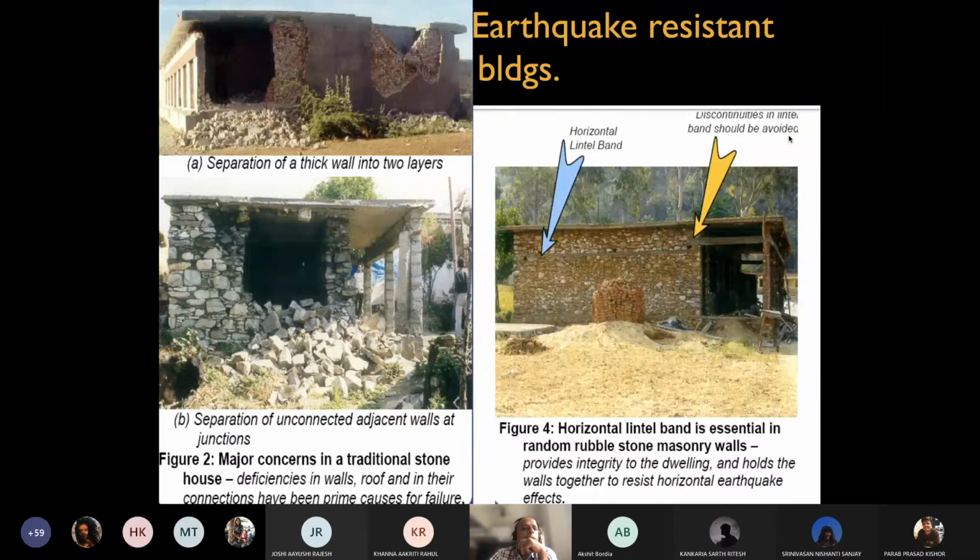So here are some more examples of how the failures have happened. It is very important to see the top image, how the outer skin of the wall has collapsed, whereas the inner skin is remaining in place. This demonstrates the importance of the through stones, or ties, between the outer leaf, the outer skin, and the inner skin.